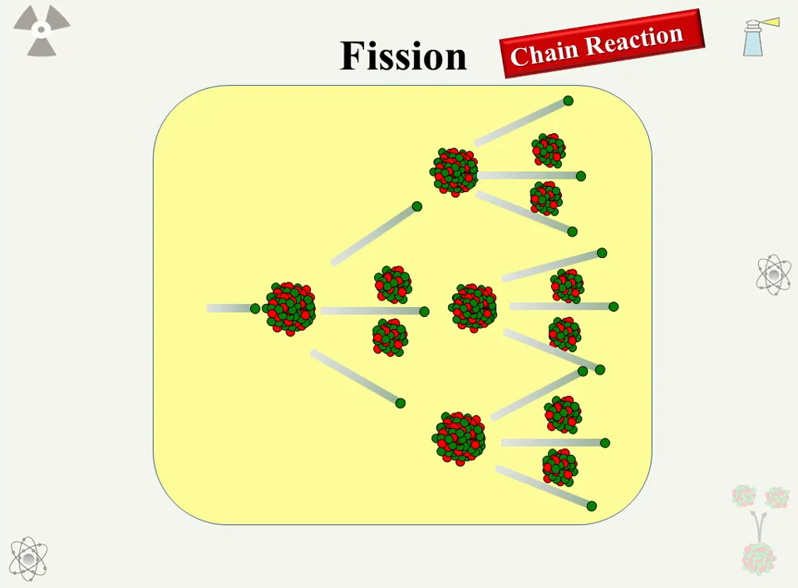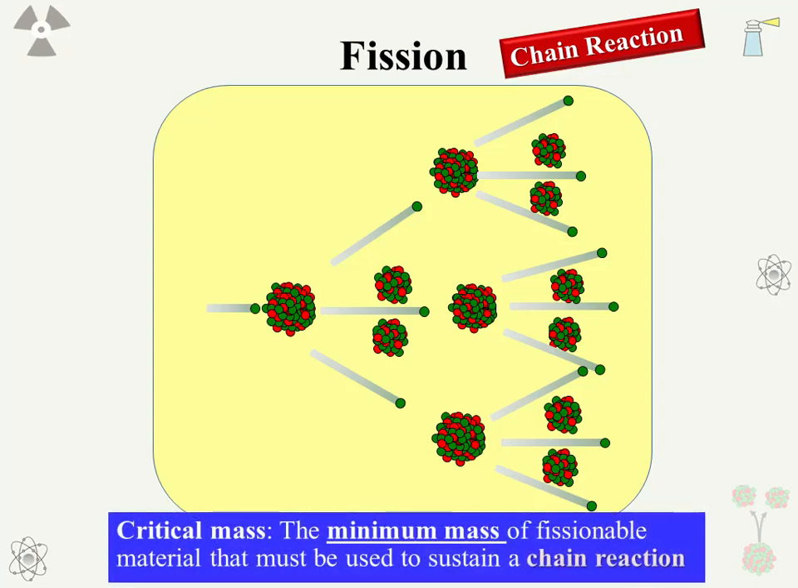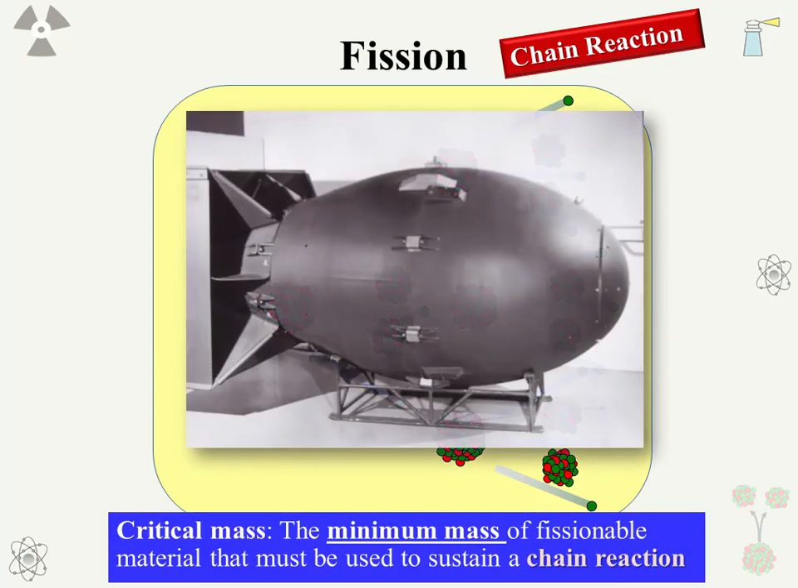One component that needs to be in place is the amount of material. There needs to be a critical mass of the large nuclei atoms, a minimum mass of fissionable material necessary to sustain a chain reaction. This process was first worked out during World War II. 2 fission atomic bombs were used in that conflict. This one was called Fat Boy, and the other one was called Little Man.